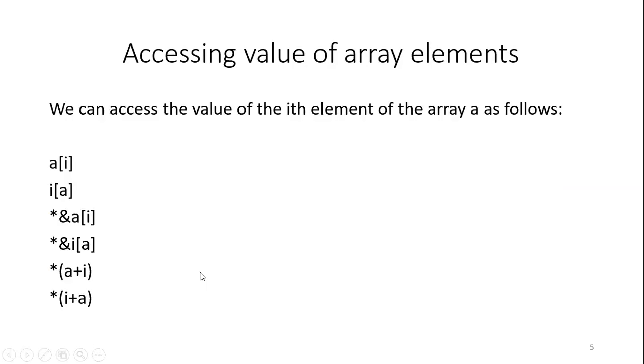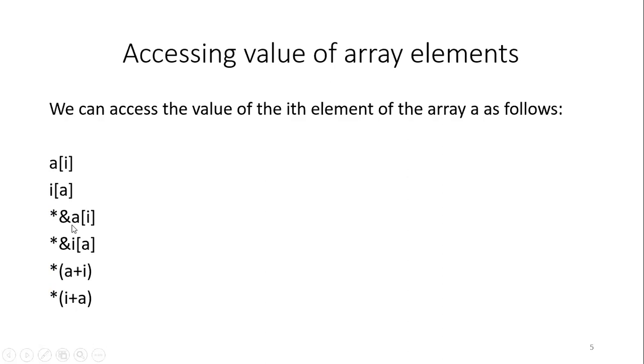Now let us see how to access the value of the array elements. When we want to access the ith element in an array, generally we will use a of I. We have 5 more ways to access the value. Instead of a of I, you can write I of A, or otherwise you can write asterisk ampersand a of I.